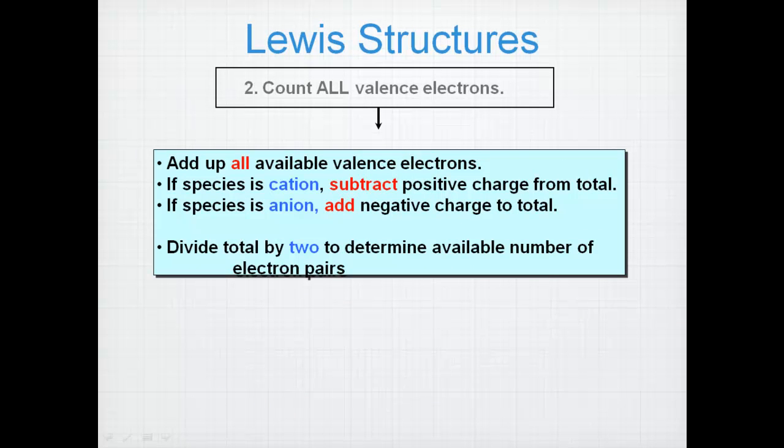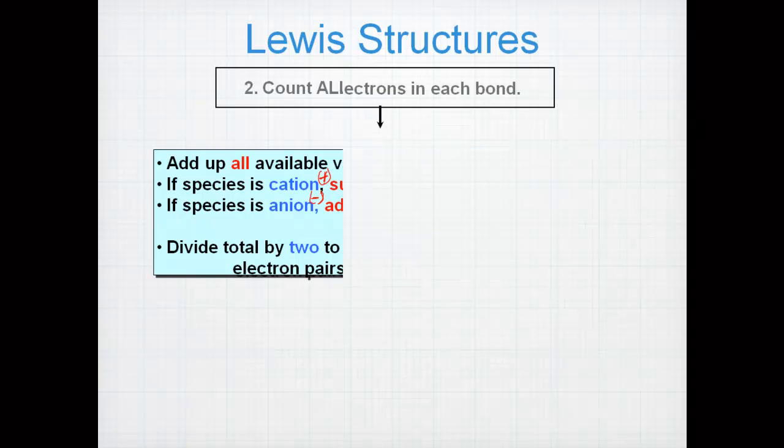You're going to count all the valence electrons, so you add up all available valence electrons. If the species is a cation, that is, if it is a positive ion, you're going to subtract the positive charge from the total. If the species is an anion or a negative ion, then you're going to add the negative charge to the total. Now remember, these are electrons, so if it's a positive charge, you've lost an electron. If it's a negative charge, you've gained an extra electron. Divide the total by 2 to determine the available number of electron pairs.